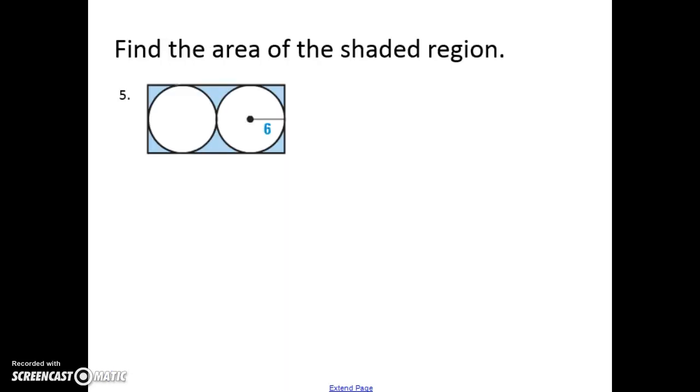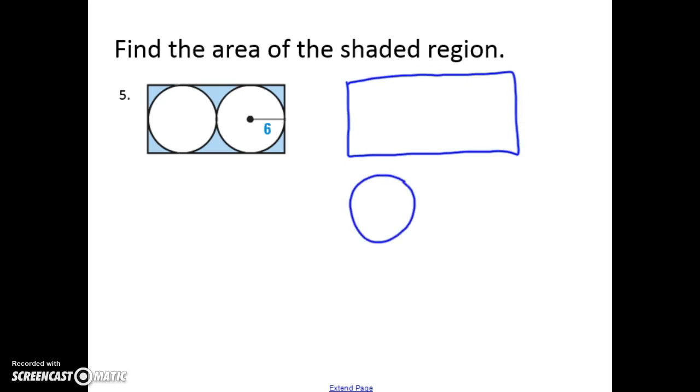Okay, then the last problem we'll look at is this one, where we want to find the area of the shaded region. So the idea here is there are really 3 shapes involved. First, there's this rectangle, and then there's the left circle, and then there's the right circle. And our shaded region is the rectangle, but subtracted out the 2 circles. So our goal is, if we find the area of the rectangle and then just subtract the area of the 2 circles, we'll be good.